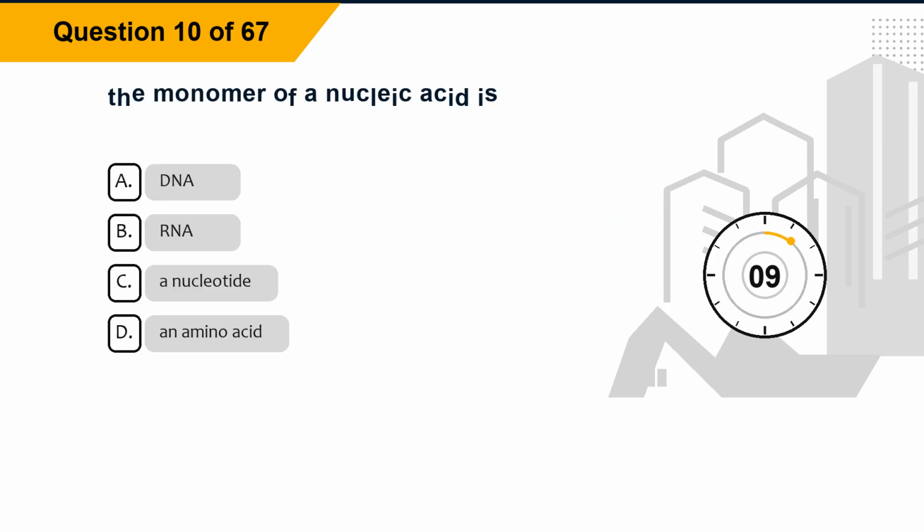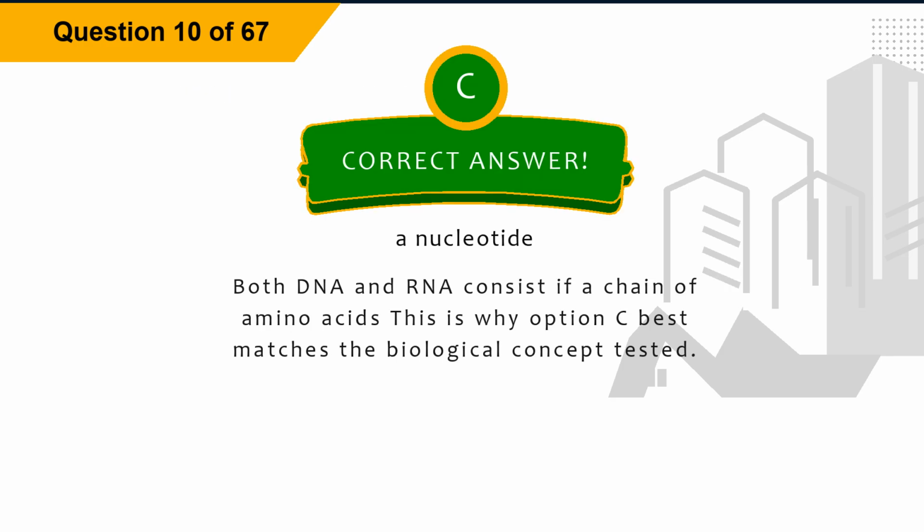The monomer of a nucleic acid is: option A, DNA. Option B, RNA. Option C, a nucleotide. Option D, an amino acid. The correct answer is option C, a nucleotide. Explanation. Both DNA and RNA consist of a chain of amino acids. This is why option C best matches the biological concept tested.